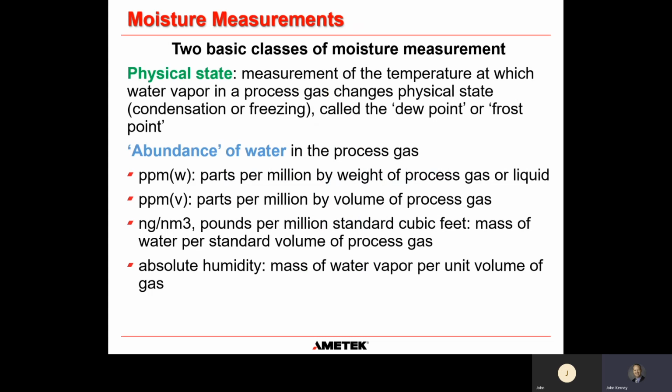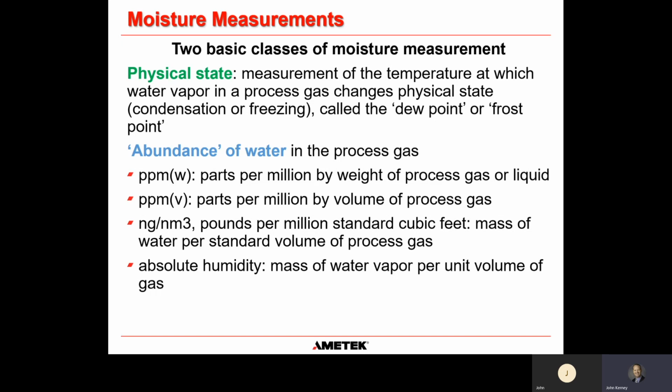So the way I think about water content measurements or moisture measurements is really 2 different ways. One is physical state, where the water vapor is changing, physically changing, say from a gas to a liquid or a liquid to a solid. And the other is what I just think of as moisture content or number of water molecules, what we call abundance of water measurements. These are things like parts per million by weight in a liquid or gas, parts per million by volume in a gas.